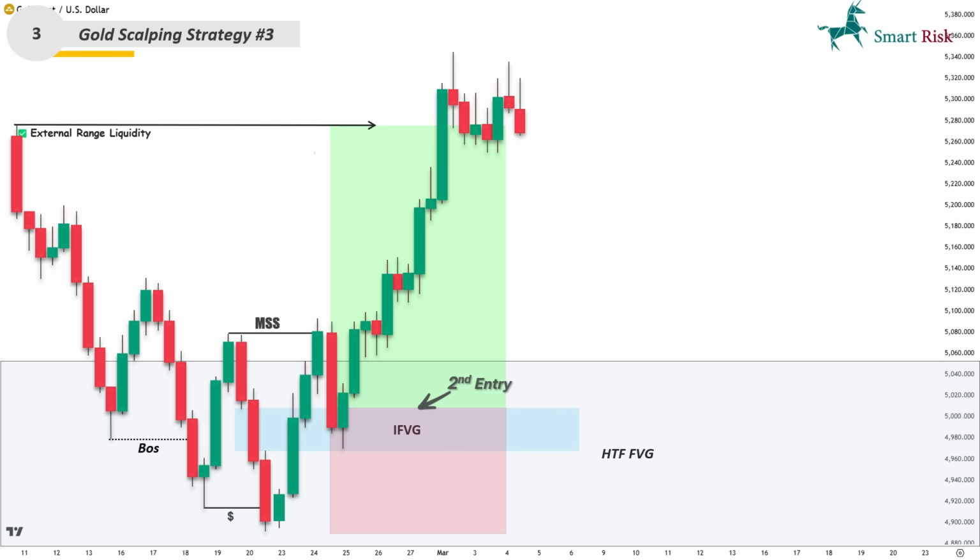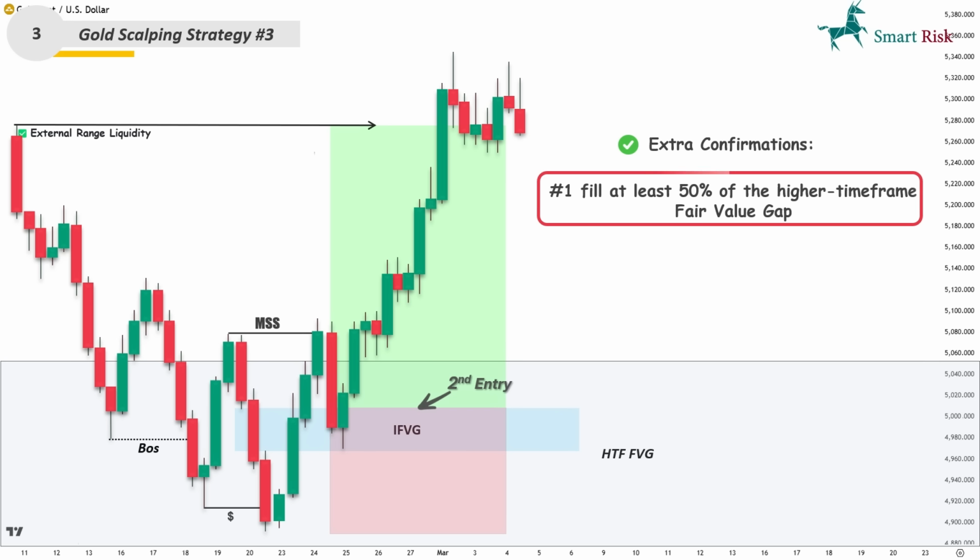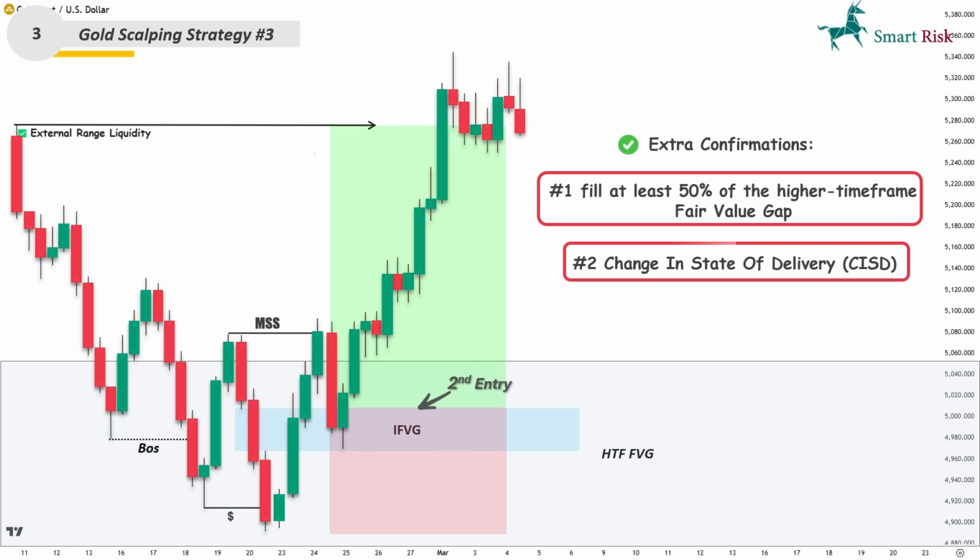Keep in mind that you can always add additional confluence or confirmation factors to this setup to improve its win rate, depending on your trading style. For example, you might require price to fill at least 50% of the higher timeframe fair value gap, or wait for additional confirmation signals such as a CISD formation before entering the trade and other similar factors.